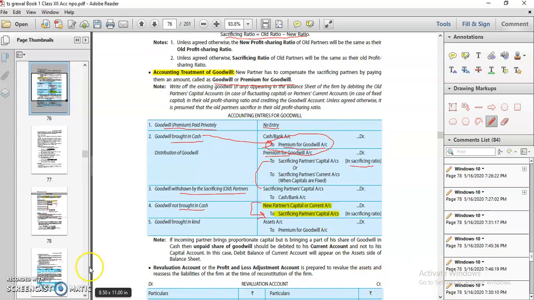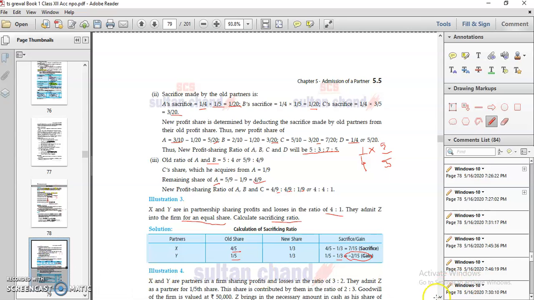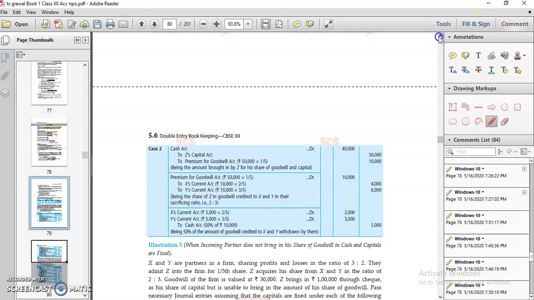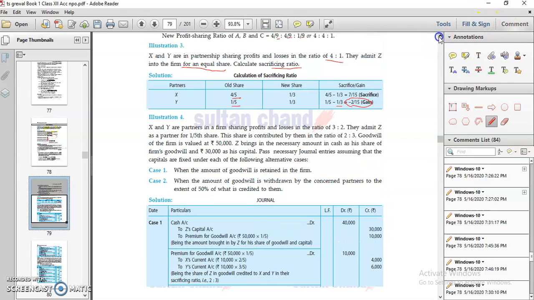So we can see now the question of goodwill. X and Y are partners in the firm. PSR 3:2. This is old share. They admit Z as a partner for 1/5 share. New partner enters. Contribution in the ratio of 2:3. This means this 1/5 is contributed by X by 2/5 and Y by 3/5.